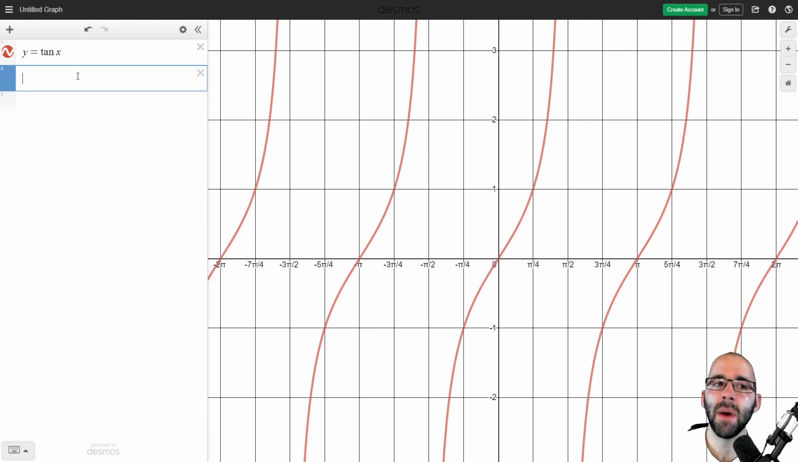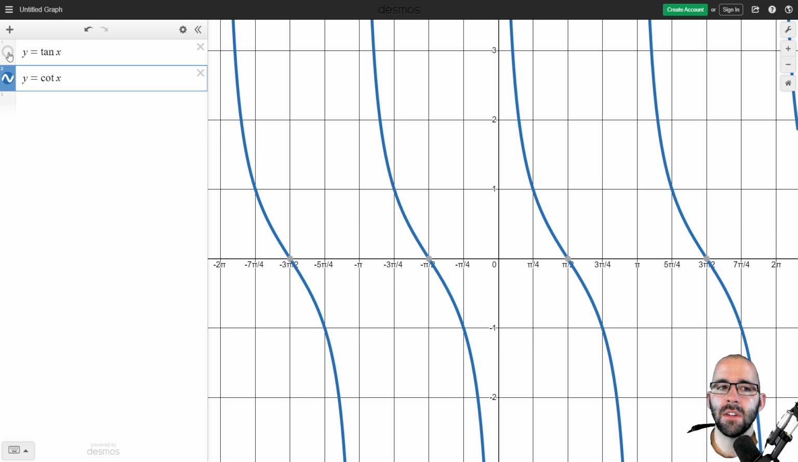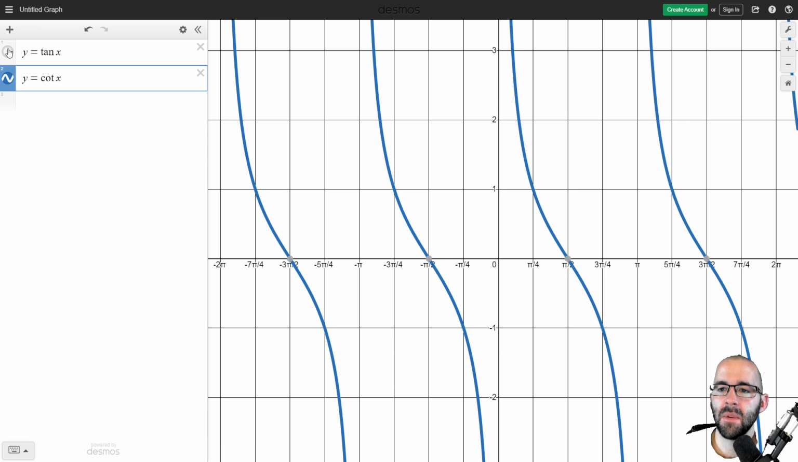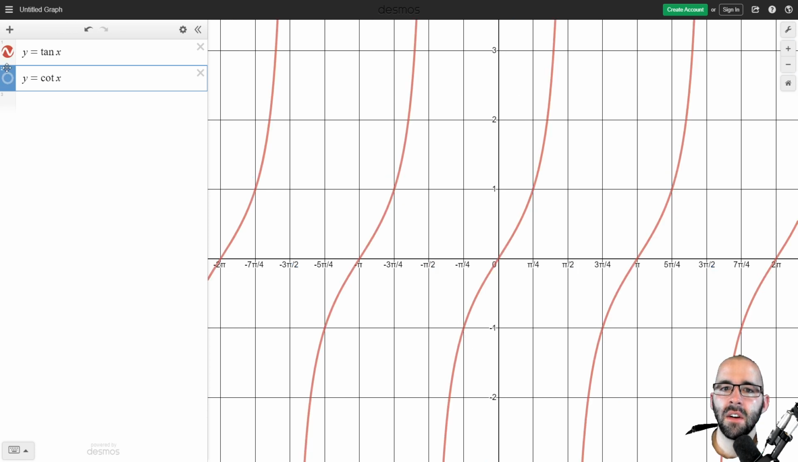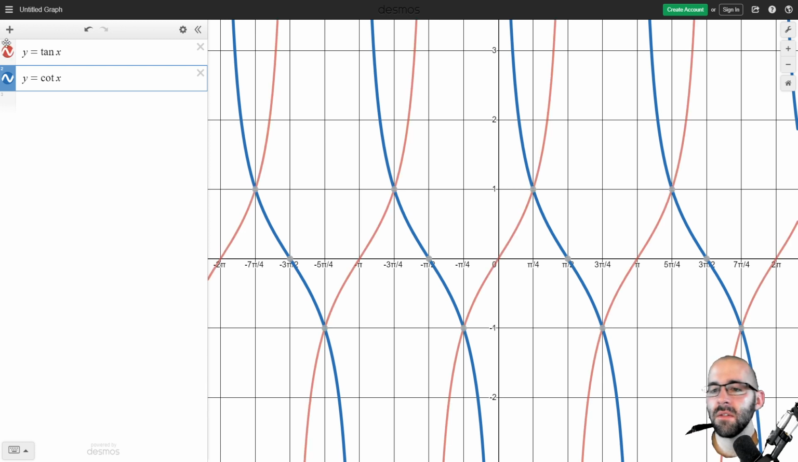Since we're talking about tangent, let's also talk about cotangent. You notice cotangent and tangent almost look exactly the same. One is just going the other direction and is a little reflected and shifted. And again, the relationship is that cotangent is just 1 over tangent.